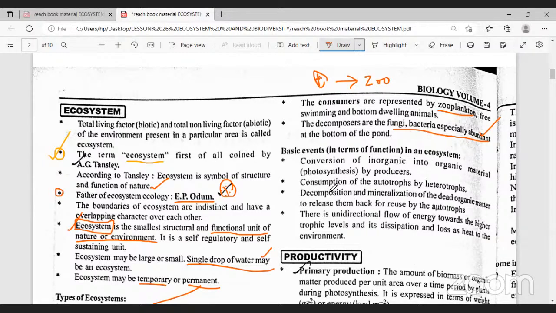We will finish up to this level only. Conversion of inorganic into organic material, that is called photosynthesis, by the producers. Consumption of the autotrophs by heterotrophs. Already you know the autotrophs are the producers and the heterotrophs are the consumers. Decomposition and mineralization of the dead organic matter is done by the decomposers. This is the first part, and there is a second and third. Then the release of nutrients back for reuse by the autotrophs. There is a unidirectional flow of energy towards the higher trophic level, and its dispersion and loss as heat to the environment. These are the things, my dear.